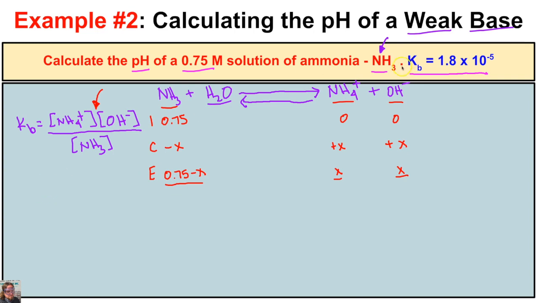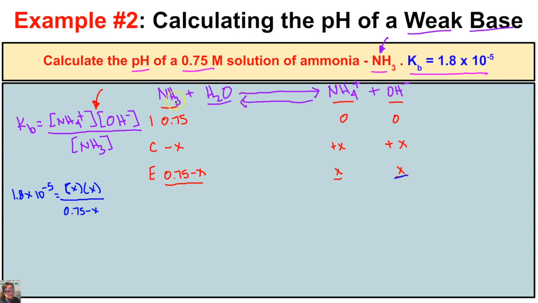So Kb, which we see right here, is 1.8 times 10 to the negative fifth, and is going to be equal to the concentration of NH4 plus at equilibrium, which we're calling X, times the concentration of OH minus at equilibrium, which we're also calling X. And we're going to divide this by the concentration of NH3 at equilibrium, which is 0.75 minus X.